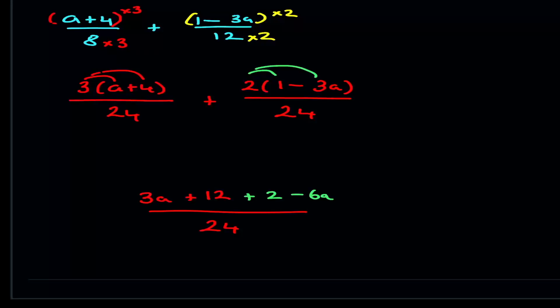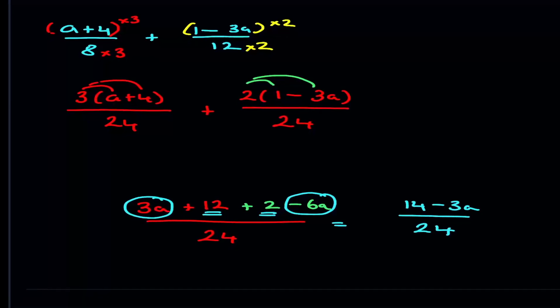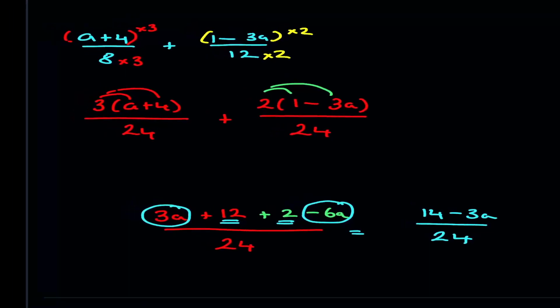Okay, let's collect like terms. So we've got 12 plus 2, they're like terms. 12 plus 2 is 14. And then we've got 3a take 6a, which is negative 3a. So we've got 14 take 3a on 24 for that one.